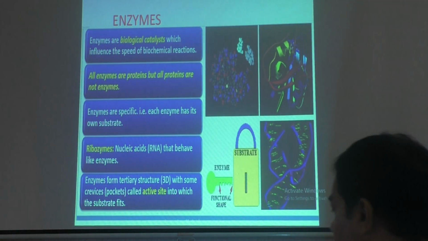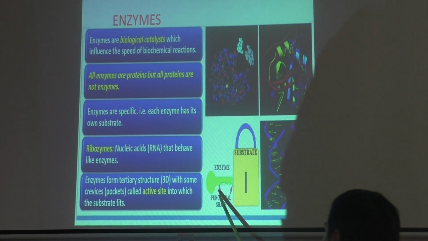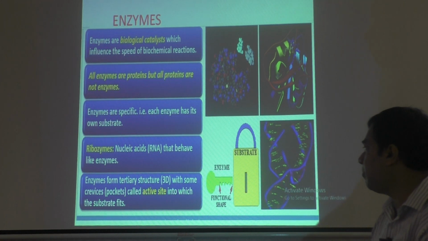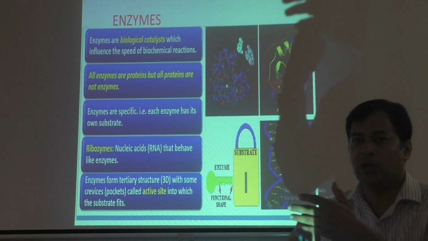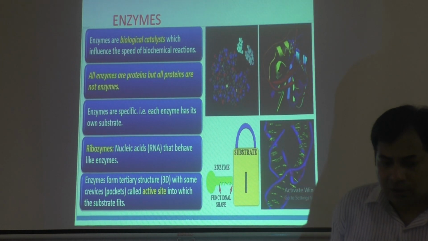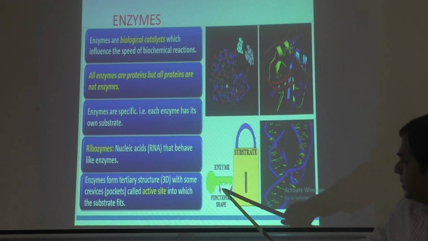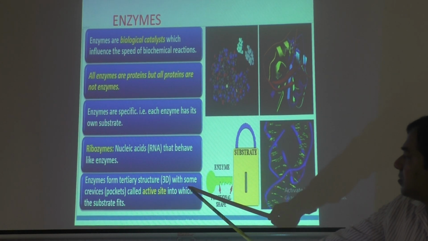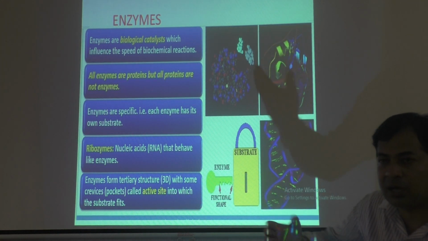Okay, so like that. What they are saying, you see in the key, one particular area is there, where it has a different shape, or crevices, meaning holes. Even a lock also has a hole through which you push the key, no. So both of them should match. That is what he is saying. This is a pocket, and enzymes have a tertiary 3D structure with some crevices. Crevices mean cleavage or like cut marks.